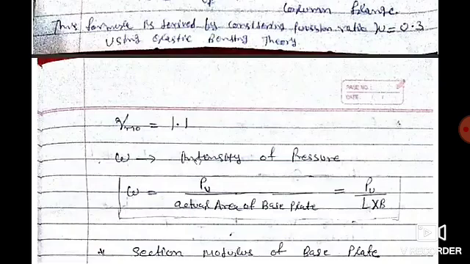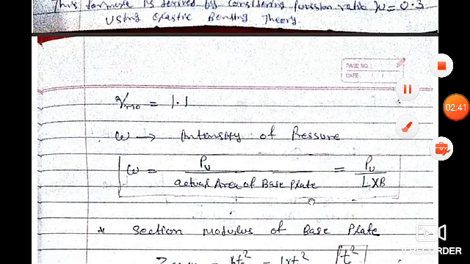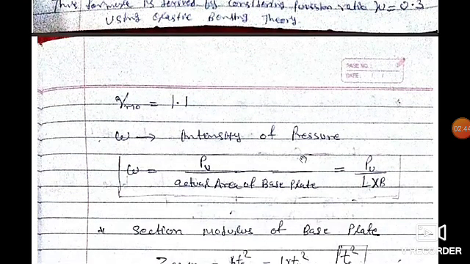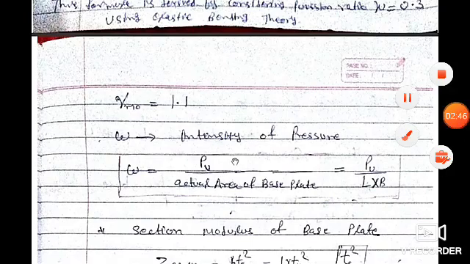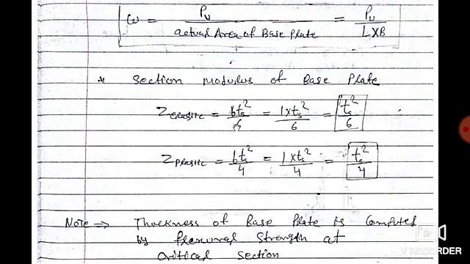Next, the formula is coming like this. So gamma m0 is 1.1. What is w here? w is the intensity of pressure. The intensity of pressure formula is Pu upon the actual area of base plate. The base plate's area we have done. Pu is the load from the column, divided by L into B, the intensity of pressure.